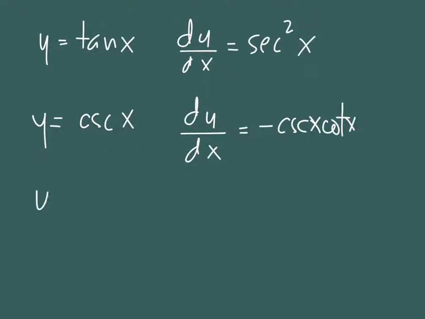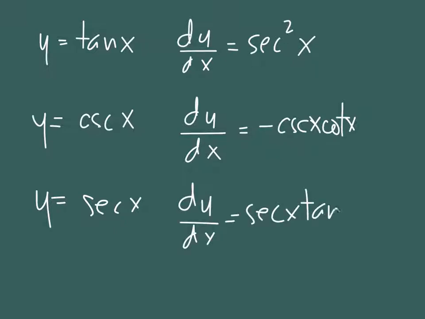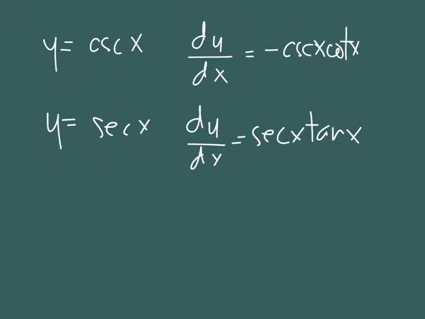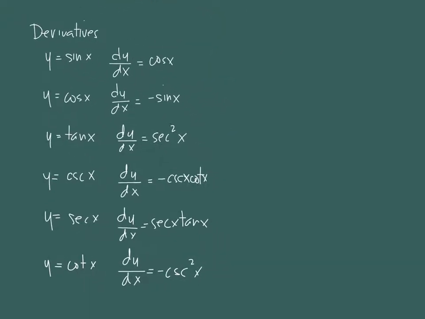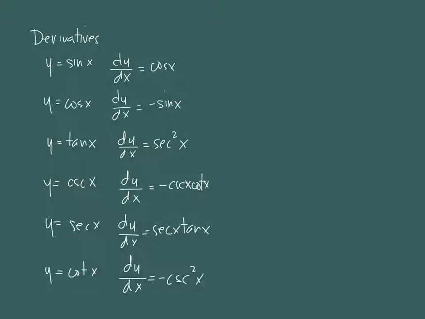Y equals secant. Dy over dx is secant x tangent x, and y equals cotangent x. Dy over dx is equal to negative cosecant squared x. So these are the derivatives that you need to remember. Okay, so we have to find a way how we can easily remember them.